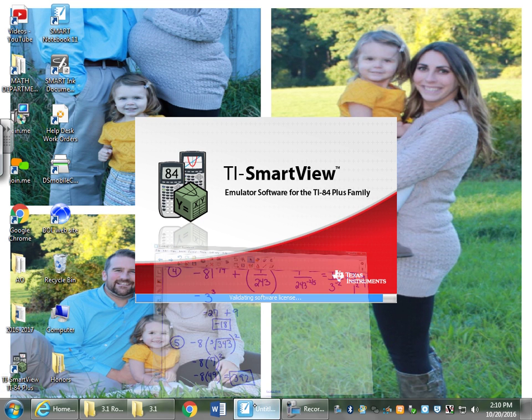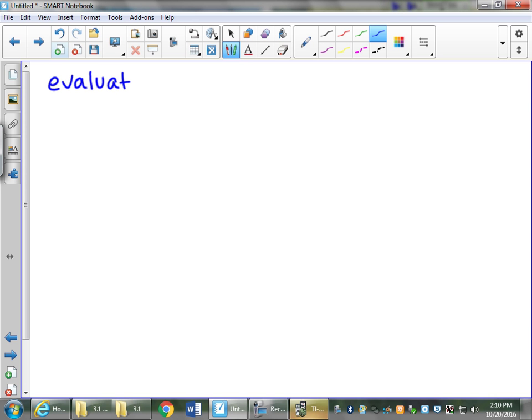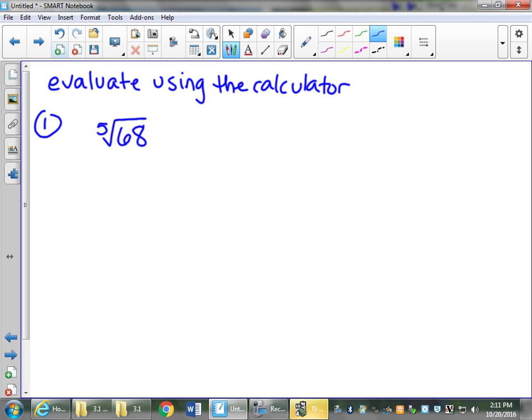Okay, while that opens up, let me write down the example. Okay, so we're going to evaluate using the calculator. Let's do 2 of these. So the first one we're going to do is the 5th root of 68. I think it'll be easier and there's less chance for you to make a mistake if you always type them in the calculator in rational exponent notation. That's the first thing I'm going to do, is rewrite this as a rational exponent. So this will become 68 to the 1/5. And that's what we're going to type into the calculator.